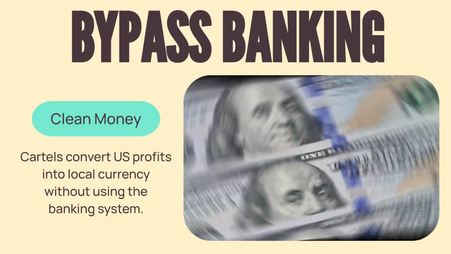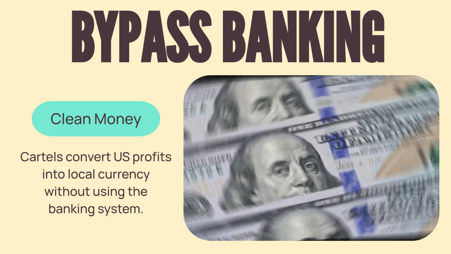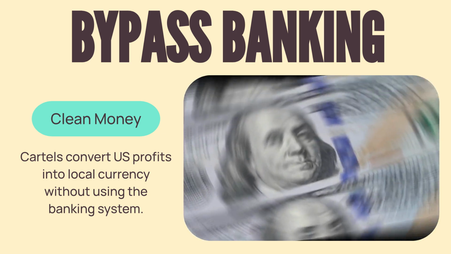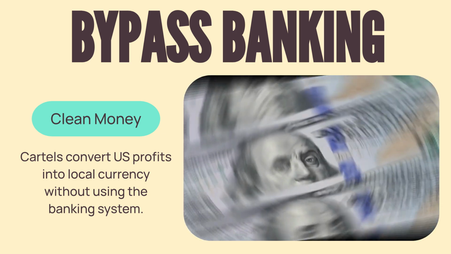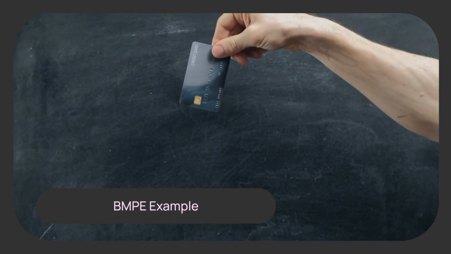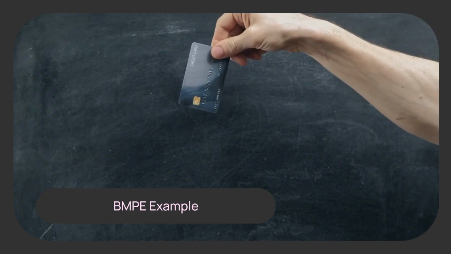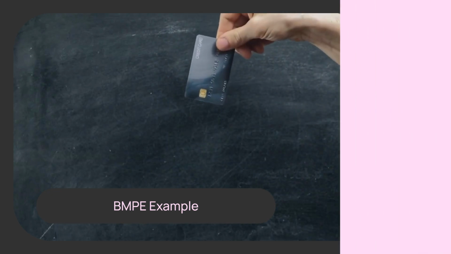This system allows traffickers to convert their U.S. profits into local currency without ever involving the international banking system, giving them, quote, "clean money that is justified by trade." The broker uses the drug dollars to pay U.S. exporters on behalf of a Colombian importer. The goods are then shipped to Colombia, sold for pesos, and the broker is repaid, completing the loop.